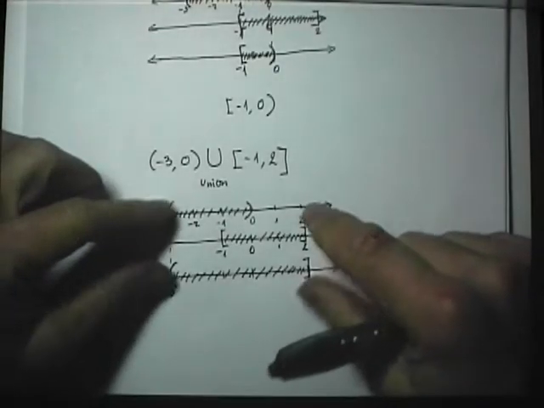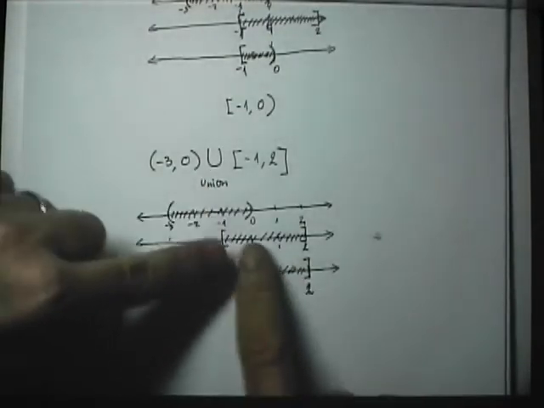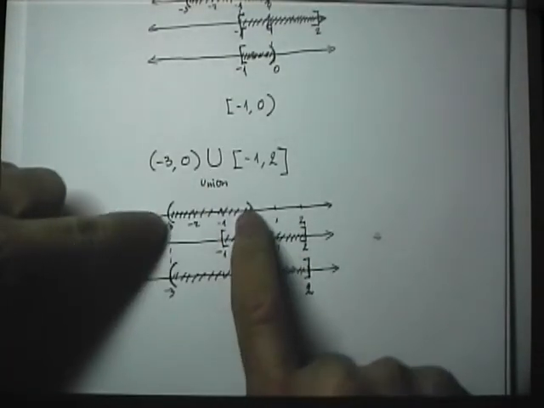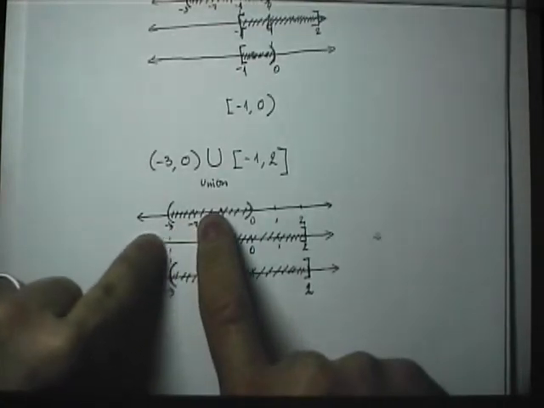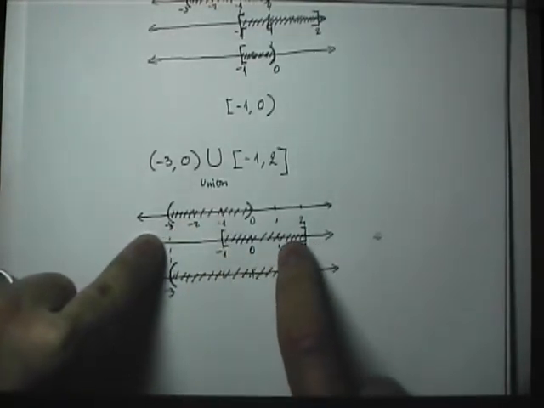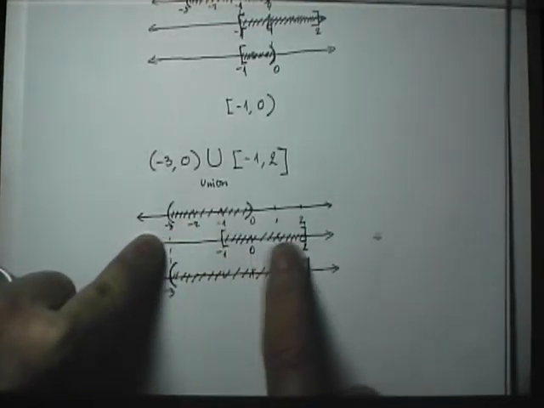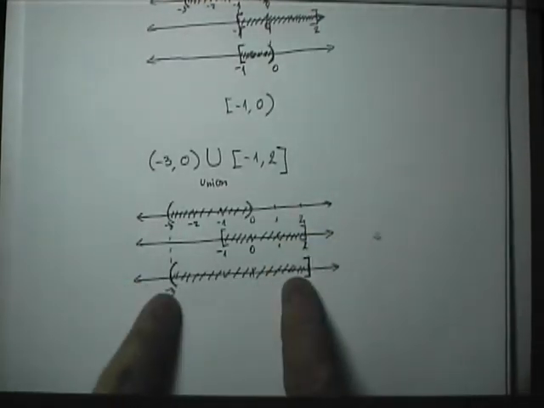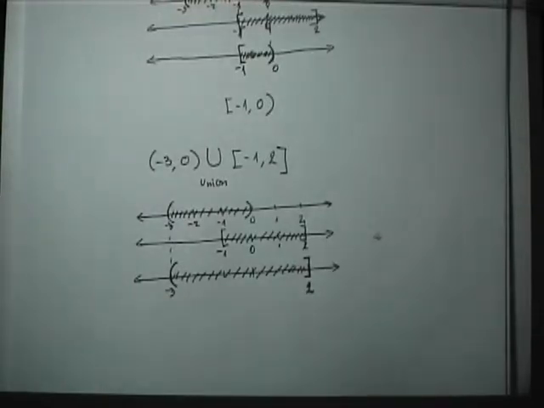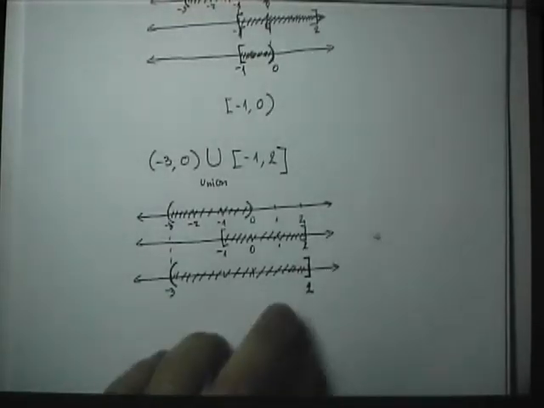So now the idea about the union here is just the shading on the top one extends as far as -3. The shading on the second one extends as far as +2. So together, that's how far the two shadings extend to. That's how far the union is going to cover. So that's how you find the union.